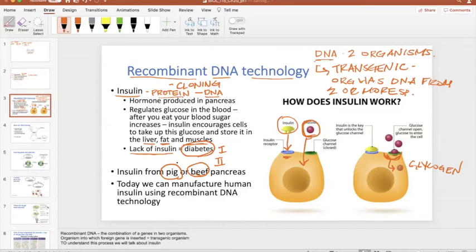So with the advent of recombinant DNA technology, what we can do is we can take the gene for human insulin, sorry, I keep saying glucose, the gene for human insulin, and we can insert this gene into bacteria.